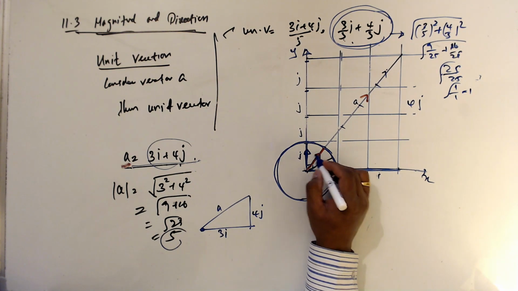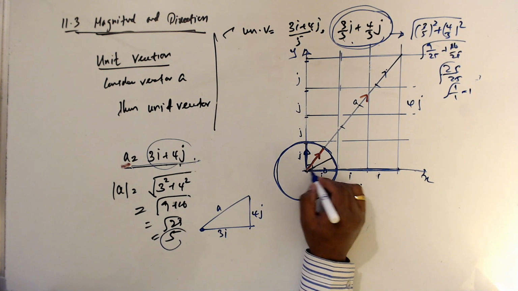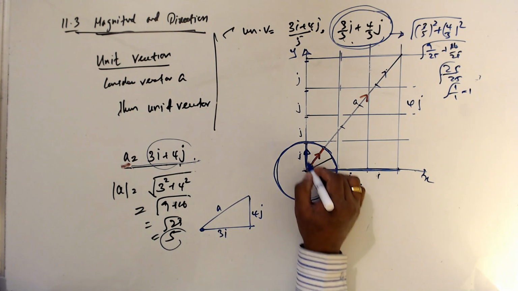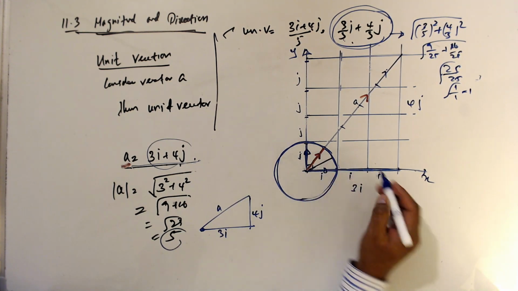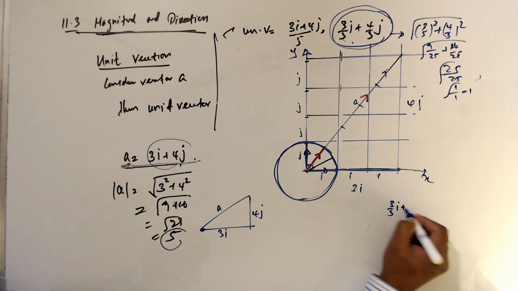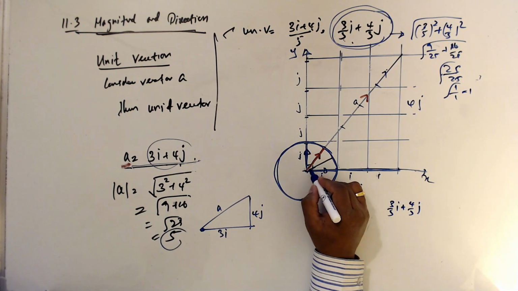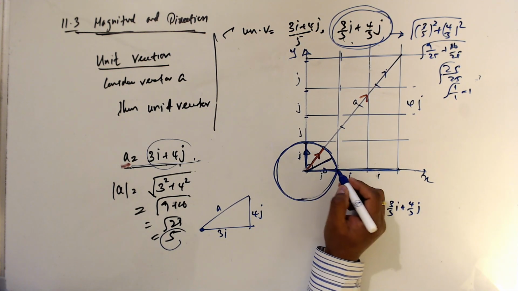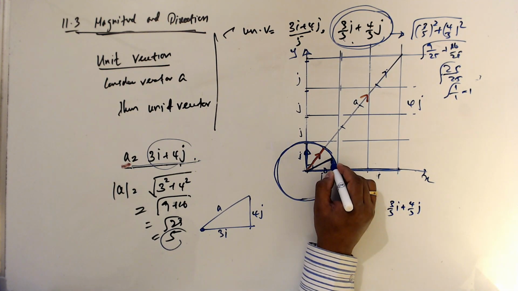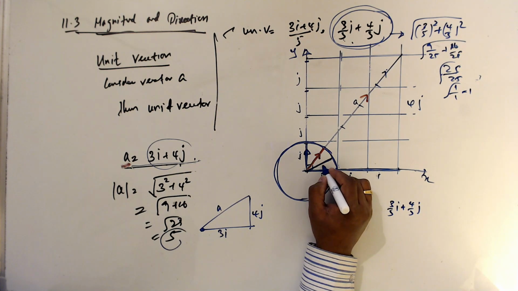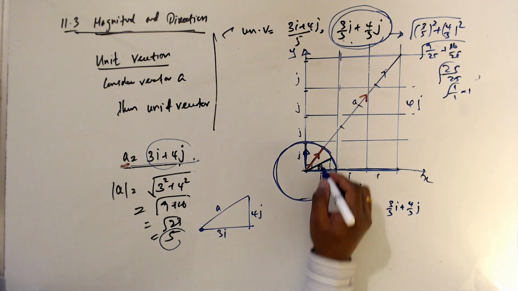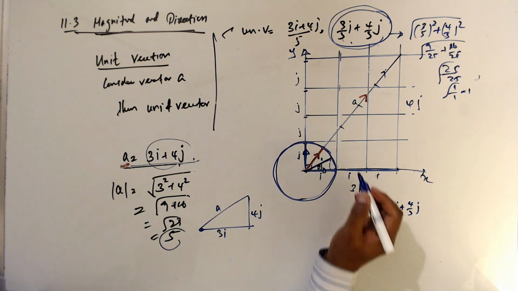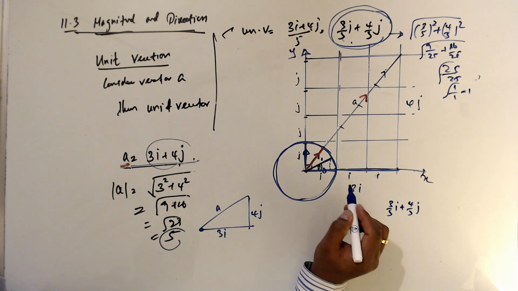Now this unit is i, this unit is j. This unit vector is 3/5 i plus 4/5 j. If I ask what this unit vector is in terms of i, can you find it? To find it in terms of i, you need to know this angle, at least the angle. So this is unit 1, and I took this angle as theta.